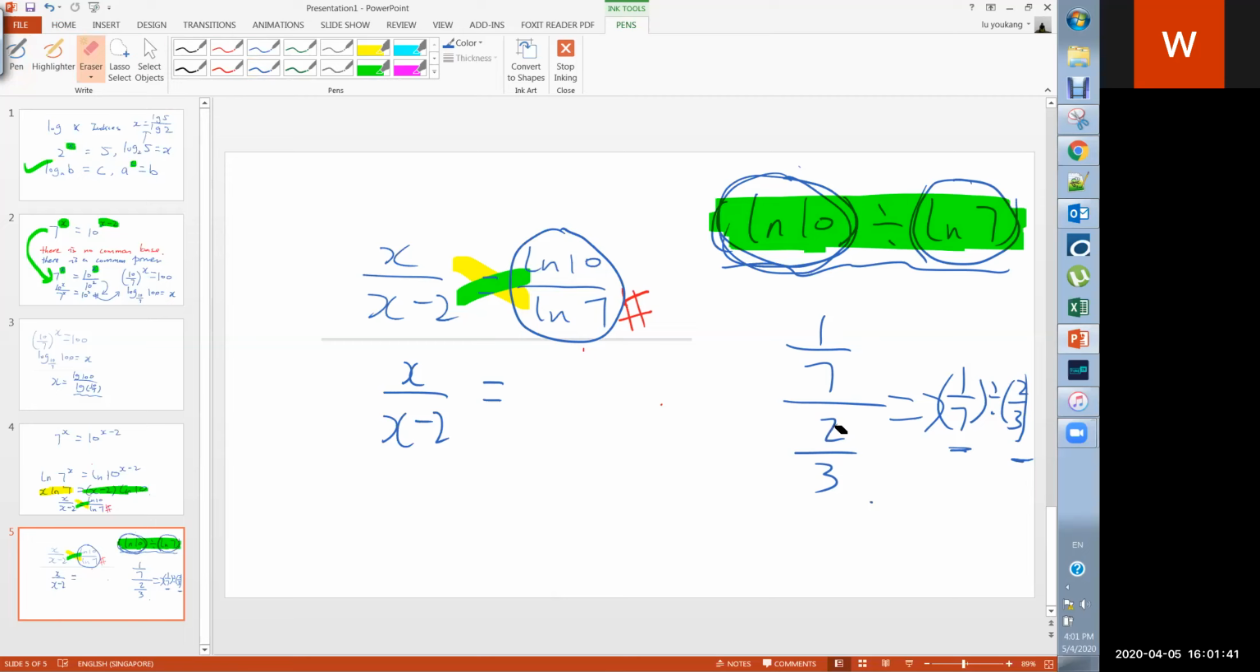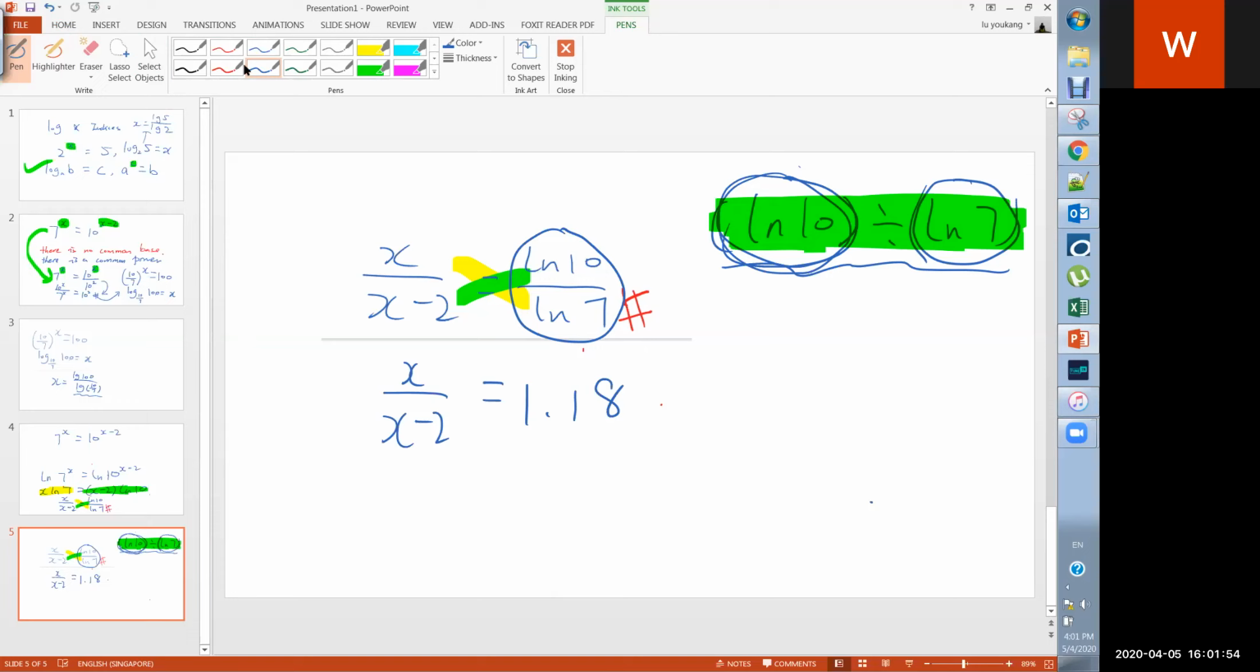So what do you get? 1.18. Okay, so just take 1.18 first. Of course, it's many decimal places. Once you get this, then you just continue with 1.18x minus 2 times 1.18, then equals to x. So this one is like solving an equation, so I'm not going to continue. This is the way to solve this kind of question.